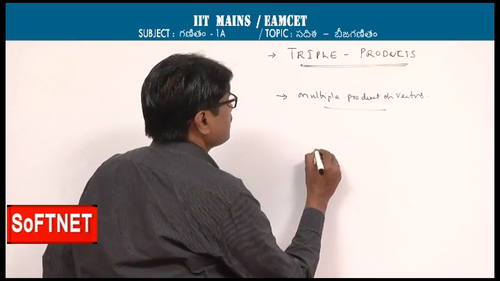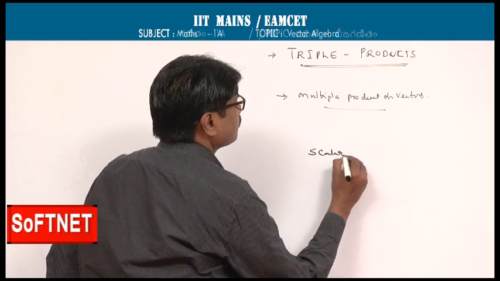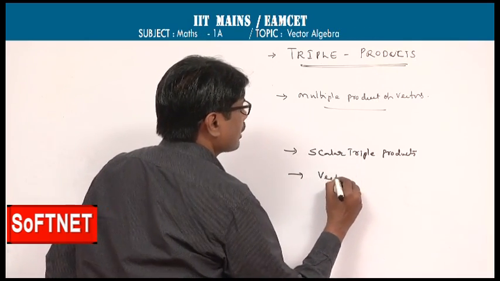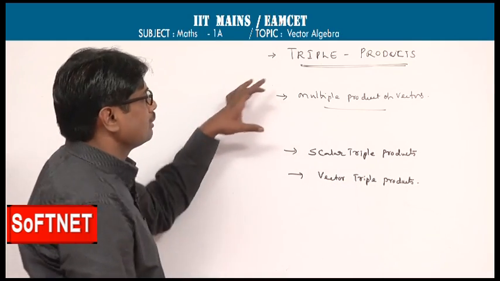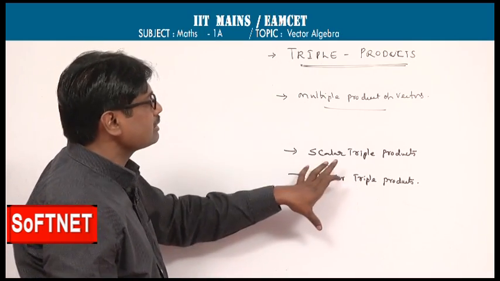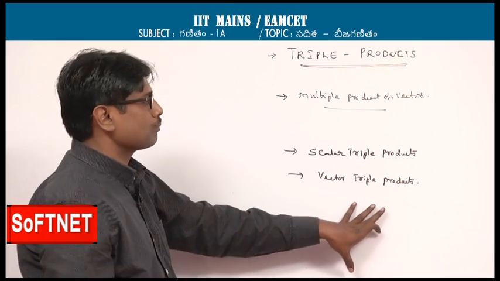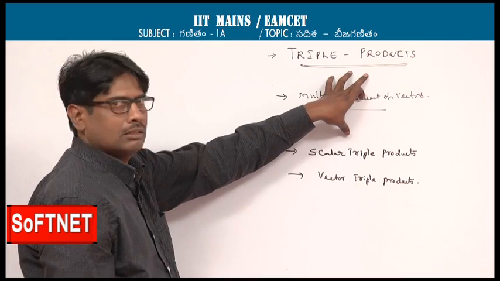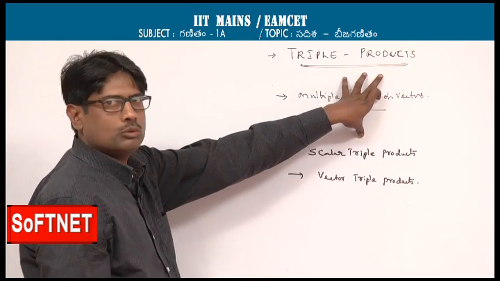They are scalar triple products, and second will be vector triple products. Multiple triple product of the vectors will be scalar triple products and vector triple products. Actually, how to apply between three vectors two products, ma?